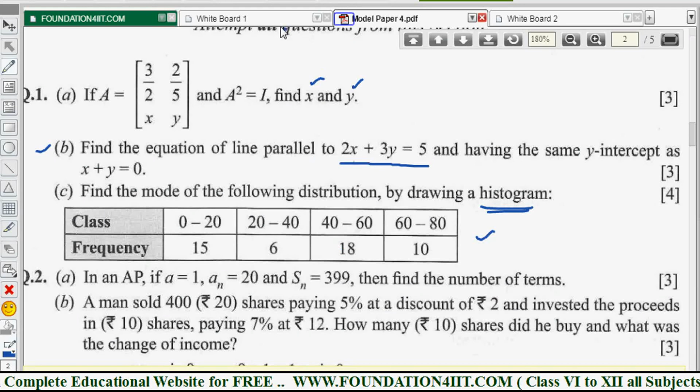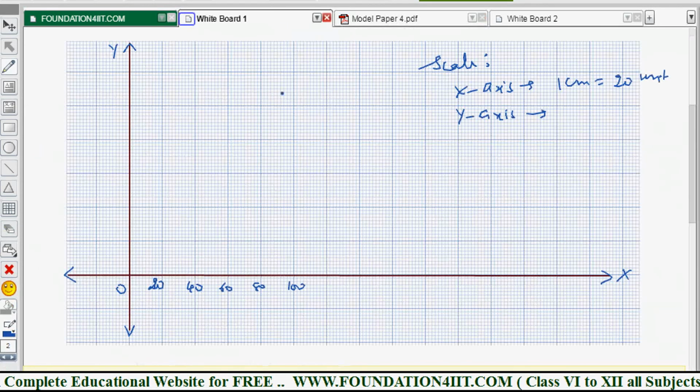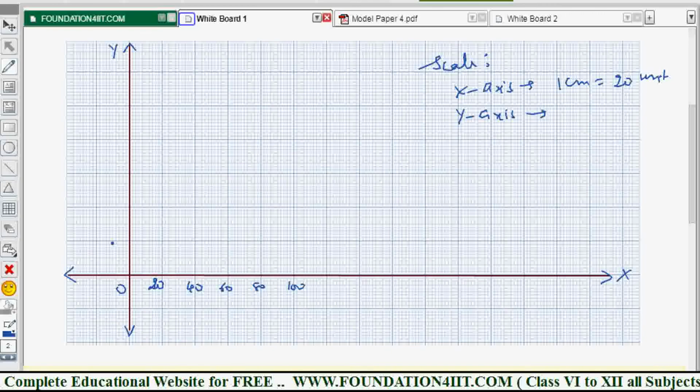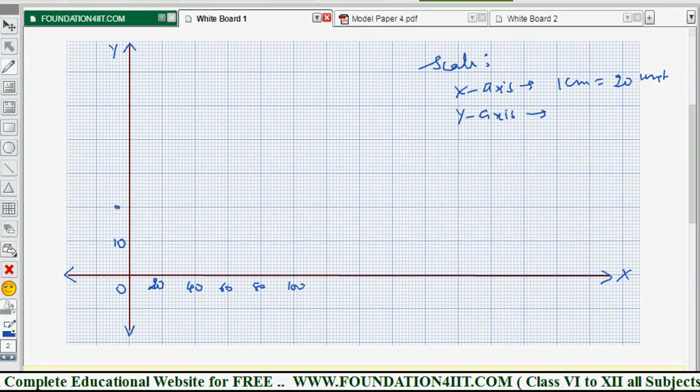So let's take 10, 10, 10, 20. 1 millimeter is 1 unit, that means 1 centimeter is 10 units. So 10, 20, 30. The highest is only 18, so it will come very small. Then you can take some bigger numbers, like 5, 10, 15, 20, 25.